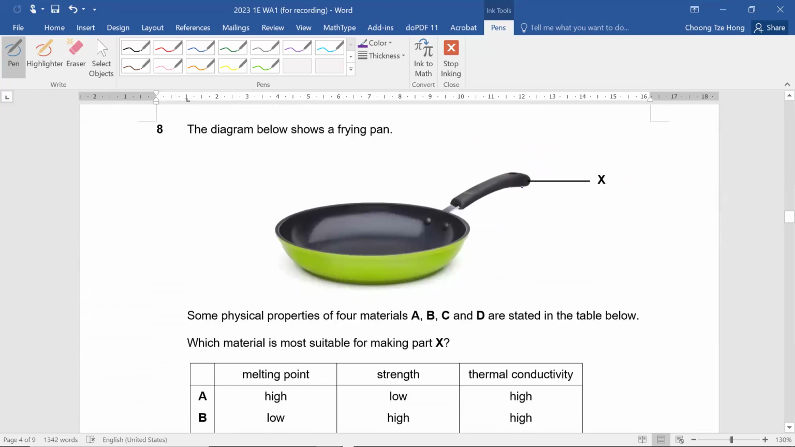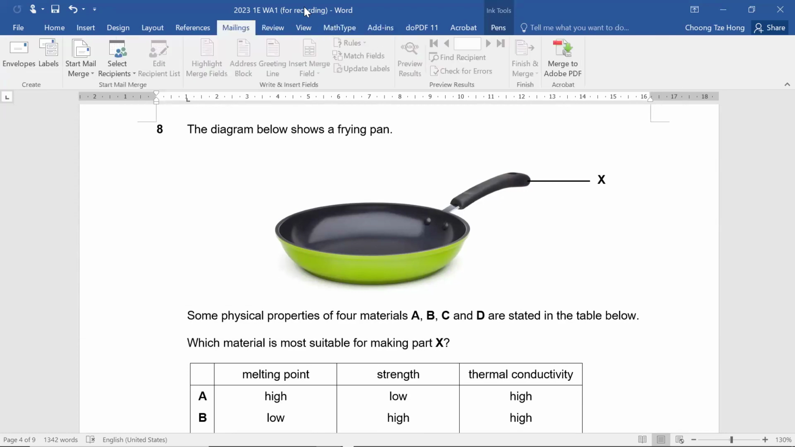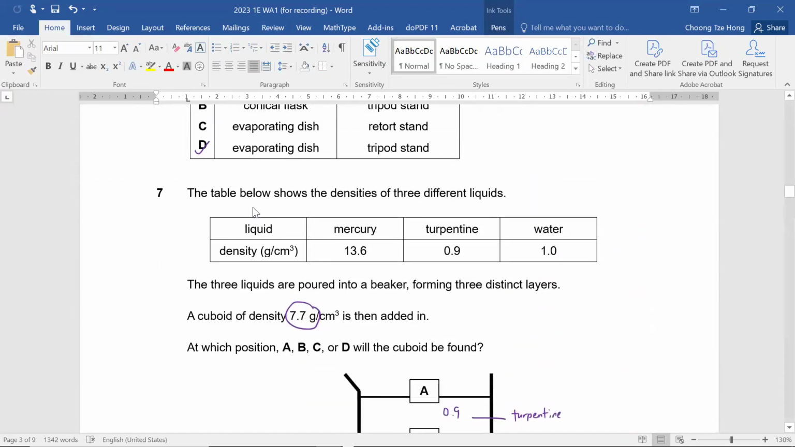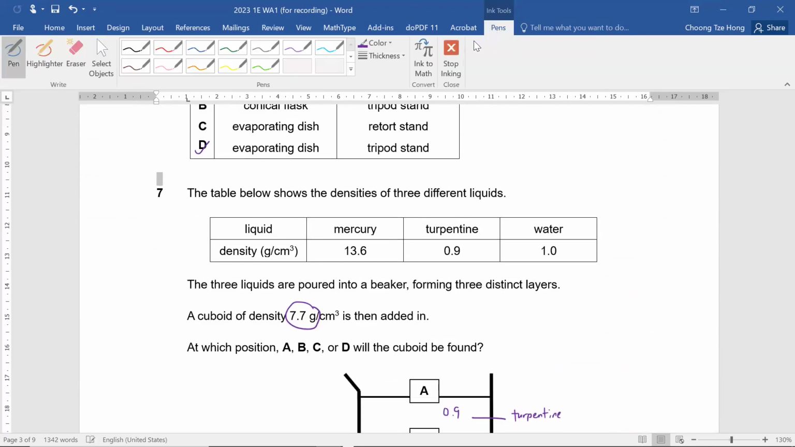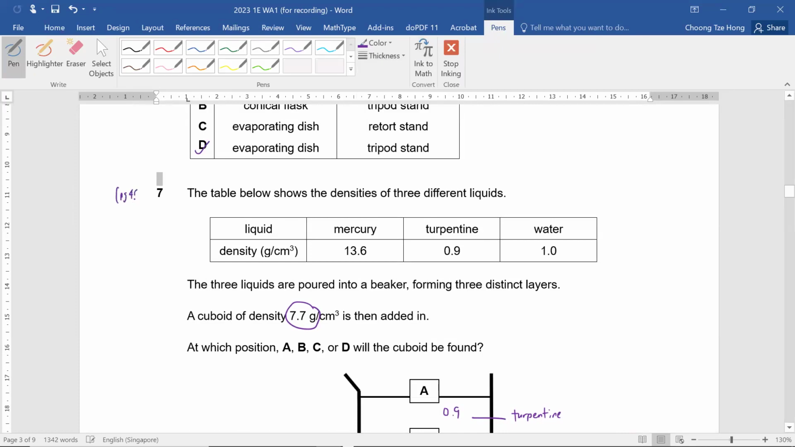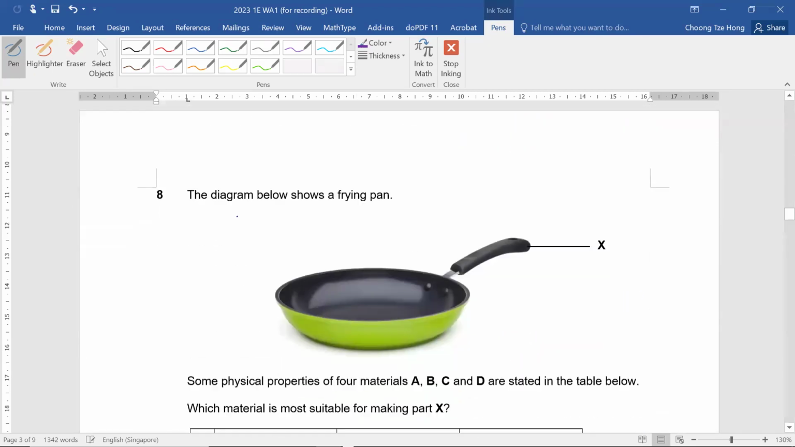Let's look at question 8. Anyway, for density, you can read more on page 45 to 48. So from page 45 to 48, you can read more. Then let's look at question 8 now.